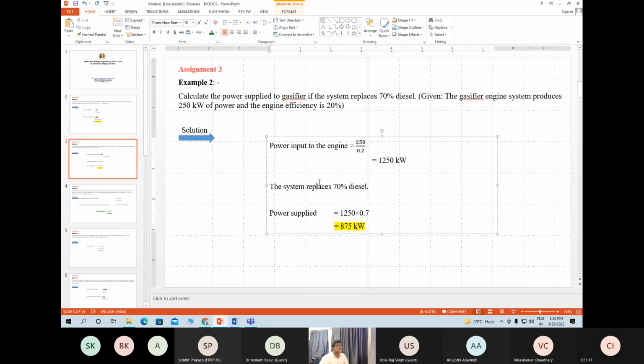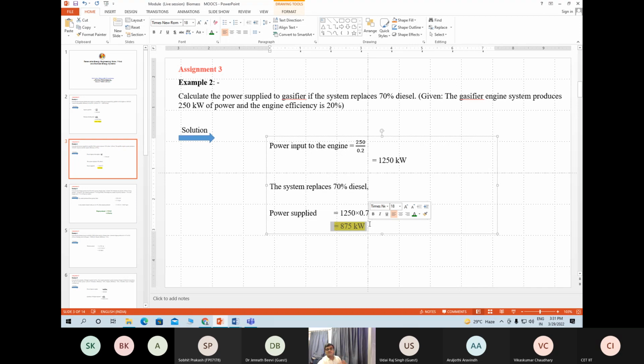Now the system replaces 70% of the diesel, that is already mentioned, and the total input to the engine is around 1250 kilowatt. What is the meaning of this? 1250 is the total input to the engine. Out of that, 70% is supplied by the gasifier. So if I multiply by 70% here, the answer comes out to be around 875 kilowatt. So this much power I need to supply to the gasifier so that I can replace 70% of the diesel in the engine.